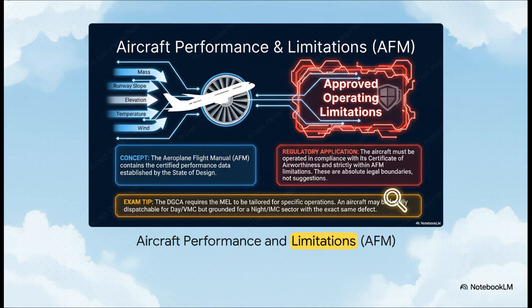Beyond the MEL, we have the Aeroplane Flight Manual, the AFM. These represent your critical safety limitations. The AFM contains the certified performance data established by the state of design. An aircraft must be operated strictly within these AFM limitations. Guys, these are absolute legal boundaries. They are not friendly suggestions.